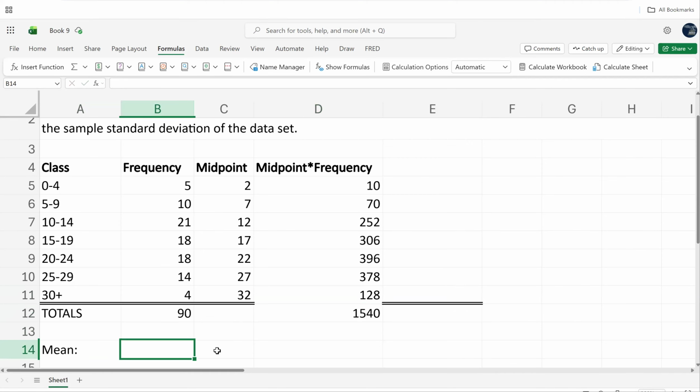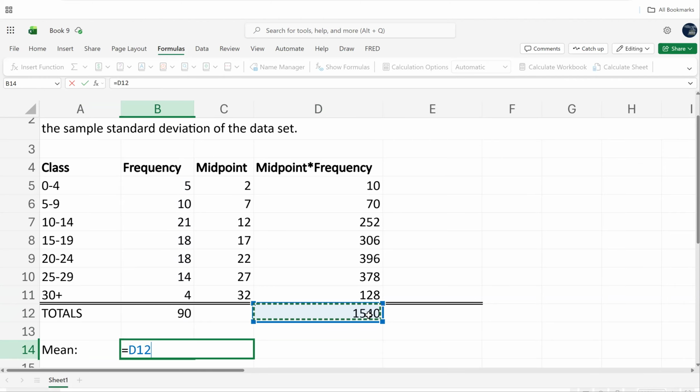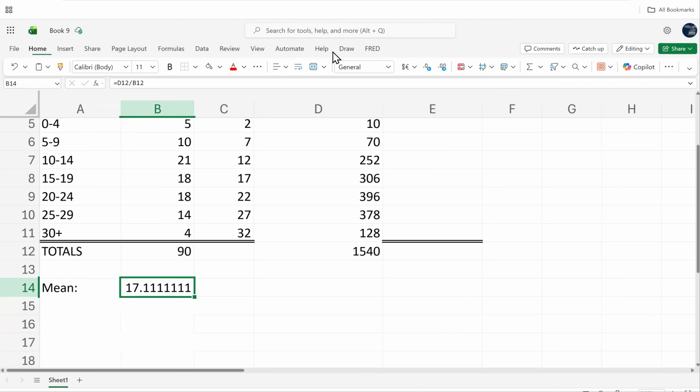Empty box, type in equals, and I'm going to select my total of the midpoint times frequency, and then it has to get divided by the total frequency. And there it is. My mean is 17.11111111. You can always, on the home tab, use the decrease decimal button or increase decimal button to round for you as you'd like. So I'm just going to round that to a tenth. So that is our mean. Love it.